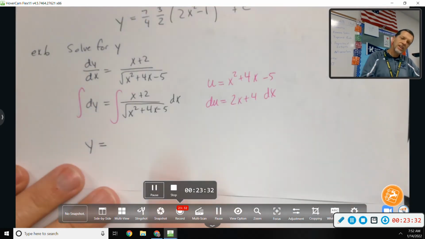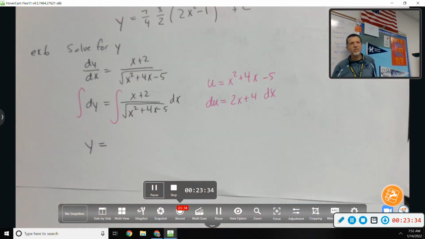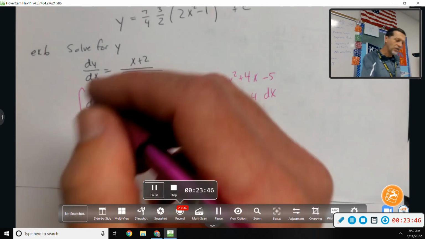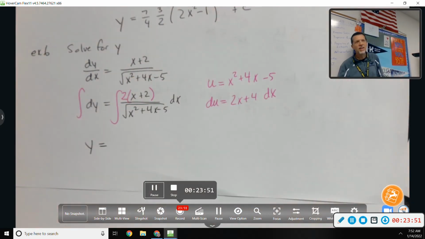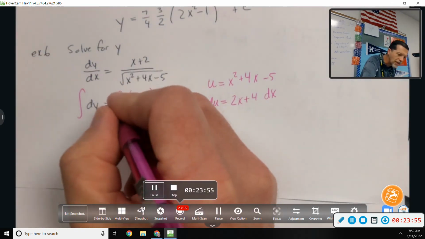Is that good news or bad news? Or medium news? Well, couldn't you just multiply the top by 2? Yeah, it's not perfect, but it's not a difficult fix. Because if I multiply the top by 2, then I get 2x plus 4, and I'm good. I got to put a 1/2 out front to account for that.